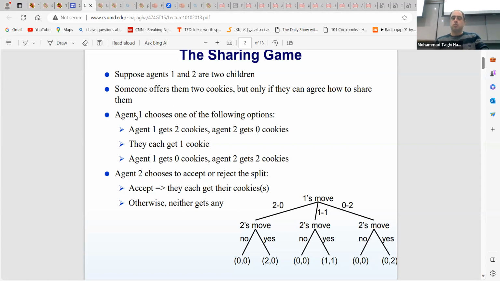Then agent two chooses to accept or reject the split. If he or she accepts, they each get their cookies according to the agreement. If not, neither one gets anything. So child one decides which option to propose, and the second one should accept; then both get what they agreed on. Otherwise, they both get zero.